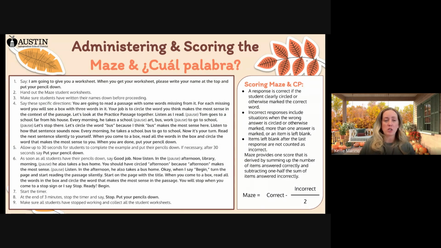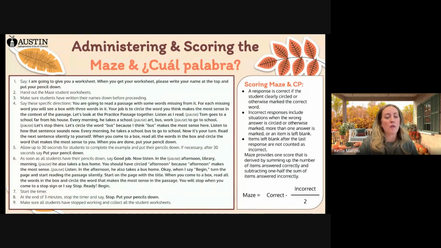Then you say your directions. You are going to read a passage with some words missing from it. For each missing word, you will see a box with 3 words in it. Your job is to circle the word you think makes the most sense in the context of the passage. Let's look at the practice passage together. Listen as I read. And they have a page in front of them that just has like 2 or 3 sentences on it.